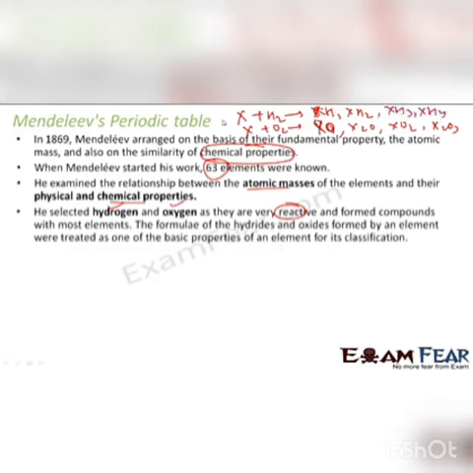So based on the reaction of the element with hydrogen and oxygen, he grouped the elements, correct? And then he also used the atomic mass to arrange them, correct? So the formulas of the hydrides and the oxides which you get were one of the critical parameters for classification of elements.